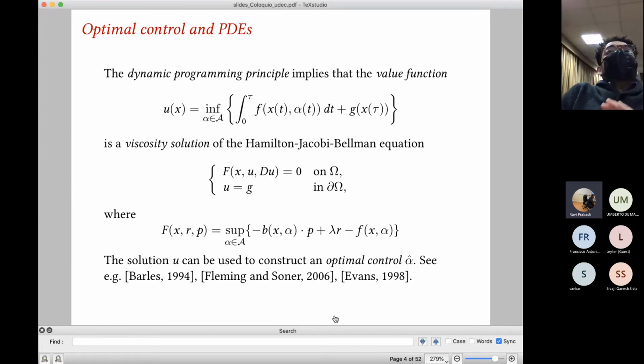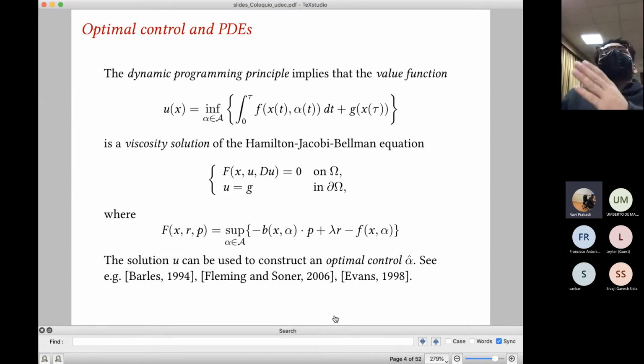So something called the dynamic programming principle tells us that the value function, which is the best possible outcome, the least cost that we pay for the evolution of the system, solves a certain PDE. And this PDE is called the Hamilton-Jacobi-Bellman equation, which is the operator defined below. By some sort of duality, it is the supremum over the possible controls of minus a drift times our gradient plus lambda times, I didn't mention lambda, it's a certain discount factor as time evolves, times the state variable, which stands for u, minus the running cost.